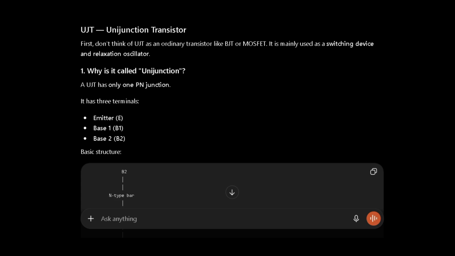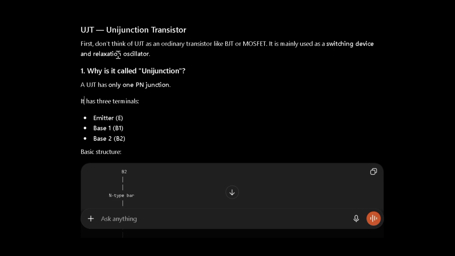So why is it called unijunction? A unijunction has only one p-n junction between base 1 and base 2. Here an n-type bar is there, and a p-type emitter is inserted in the n-type bar. B2 and B1 are connected.